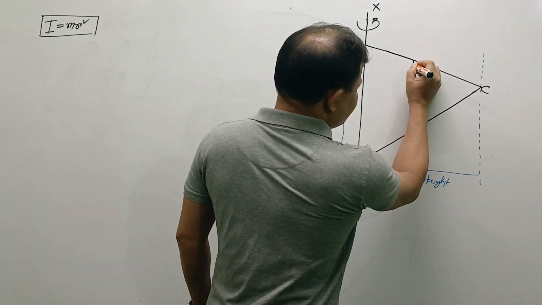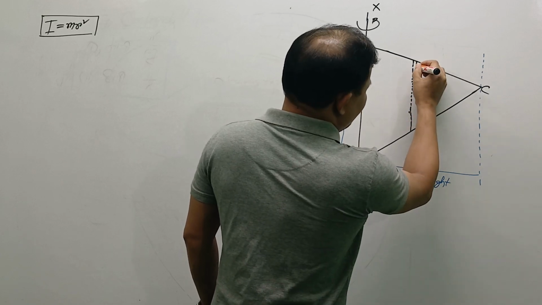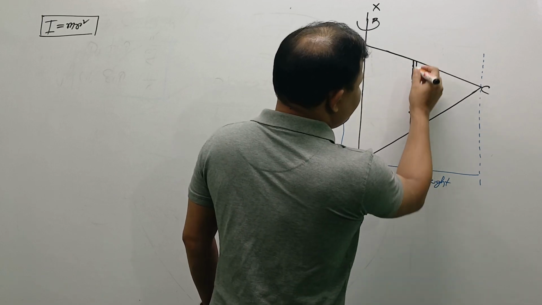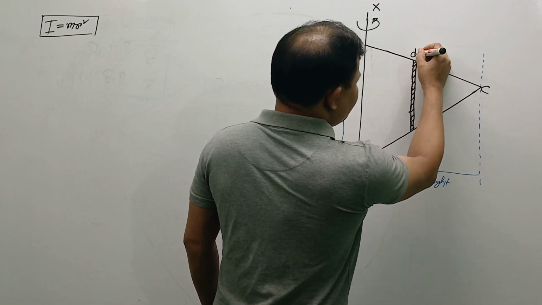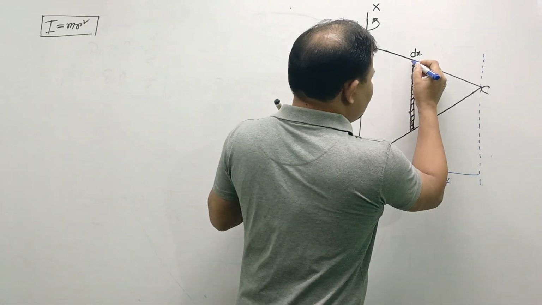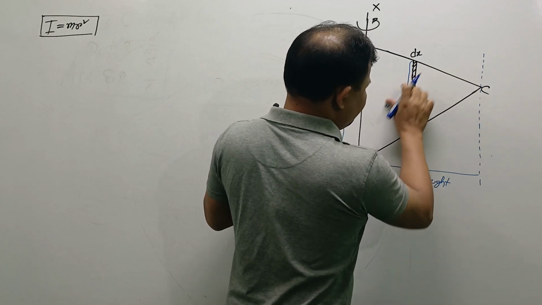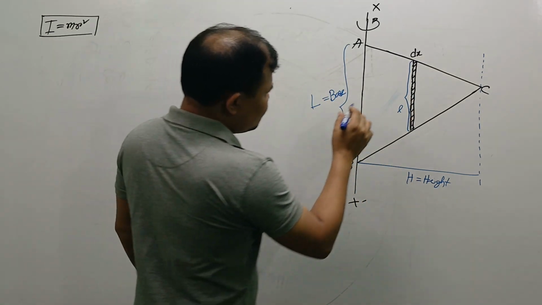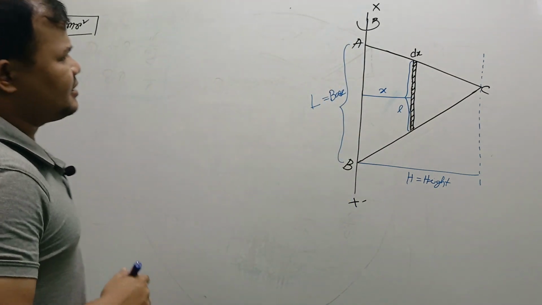Suppose this is a very small cross section here. The length of this cross section is dx. Suppose this is the length of the small section, a very small length, and dx is the width, and the perpendicular distance from the rotational axis is x.